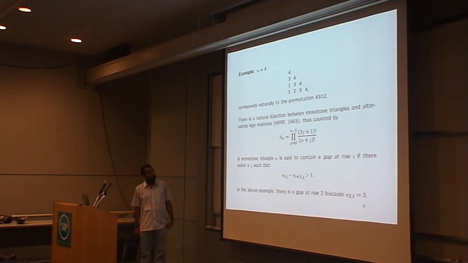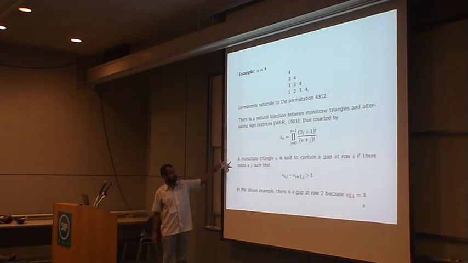There's a natural bijection between monotone triangles and alternating sign matrices, which I don't really want to go into. But the number of alternating sign matrices is given by this beautiful formula, which was first proven by Professor Ayyer. Now I want to define another structure on monotone triangles.